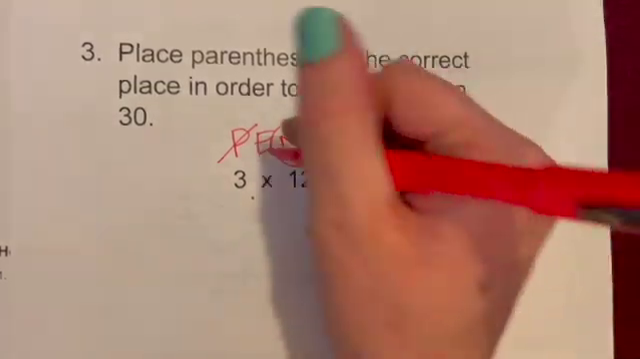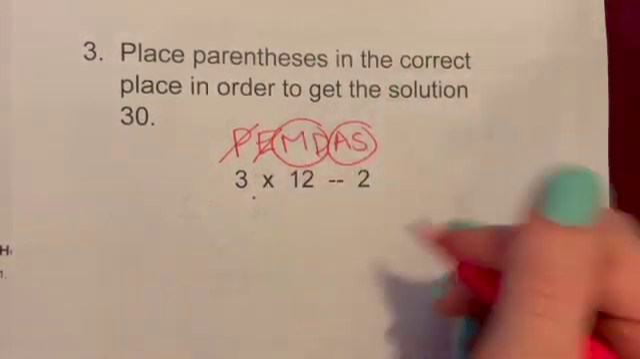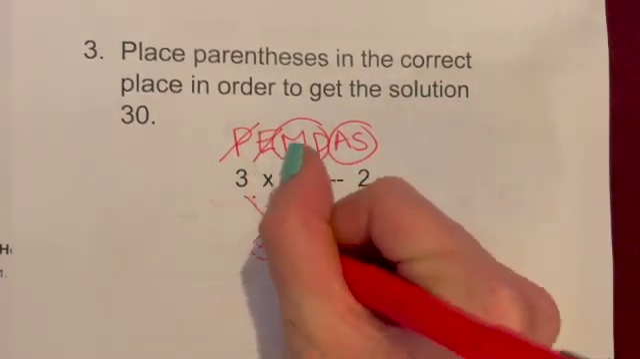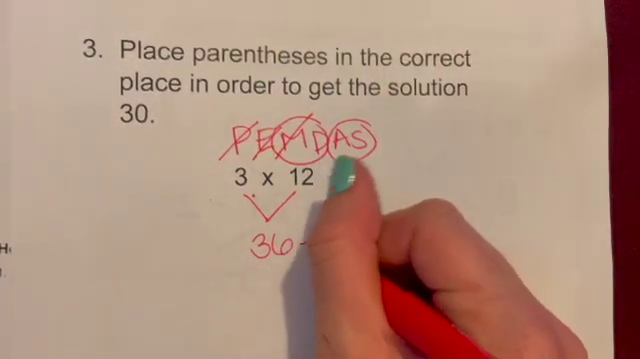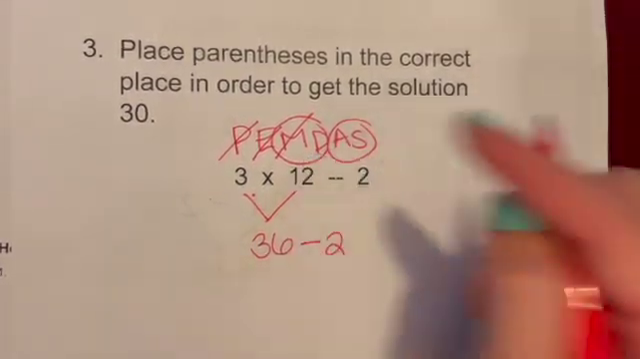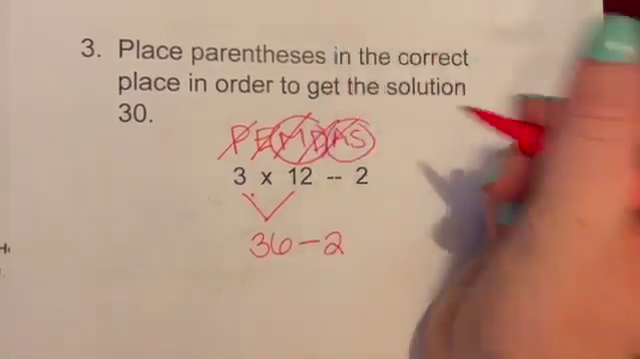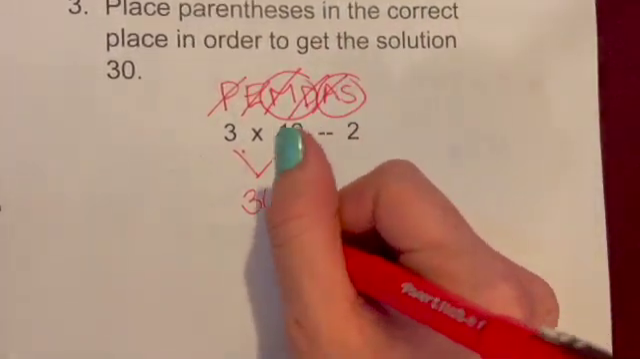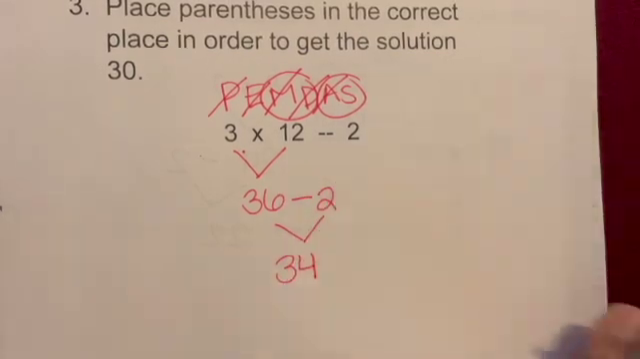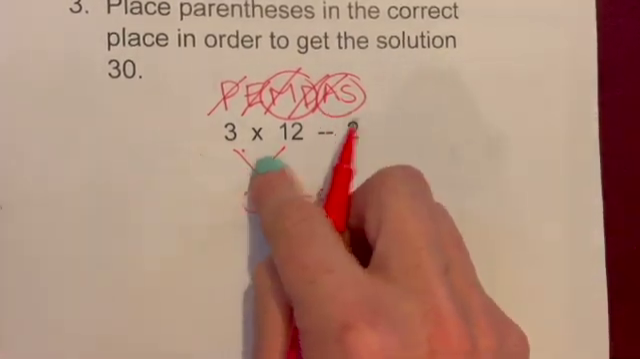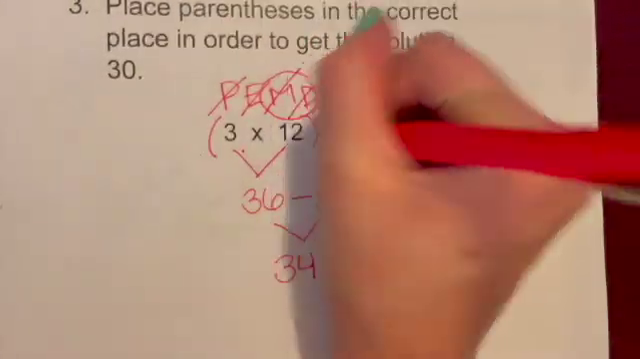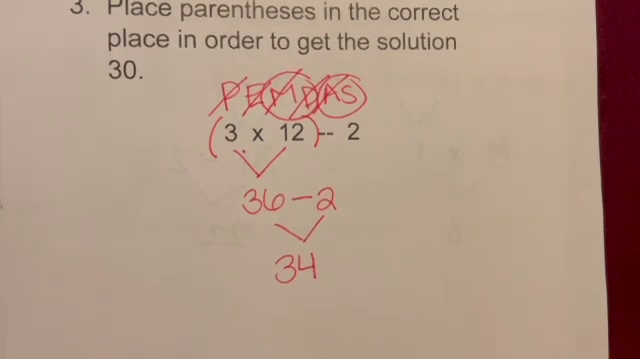I don't see any parentheses. I don't see any exponents, but I see multiplication. So I'm going to do the multiplication first. 3 times 12 is 36. I rewrite 36 minus 2 because whatever's left over. Now there's no division, there's no addition, but there is subtraction. 36 minus 2 is 34. So if I did that, what's my first step that I did? I first did 3 times 12. So that's where my parentheses actually would have been for that one.